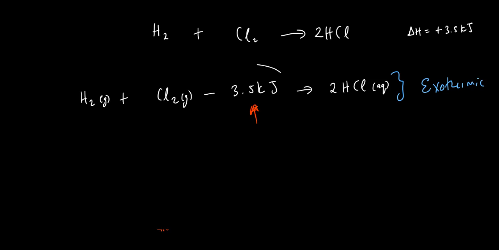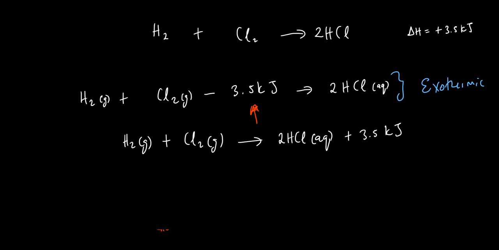The way to see it, guys, makes much more sense if you take this term to the right. How you do that, you simply say the following: you take that, you say it's going to be 2HCl, and then plus 3.5 kilojoules. Once you take it to the right, it makes sense that we are producing HCl but with an extra release of energy. And the moment we say release, because it says plus 3.5, this is not the enthalpy, but it is the amount of energy that was released.